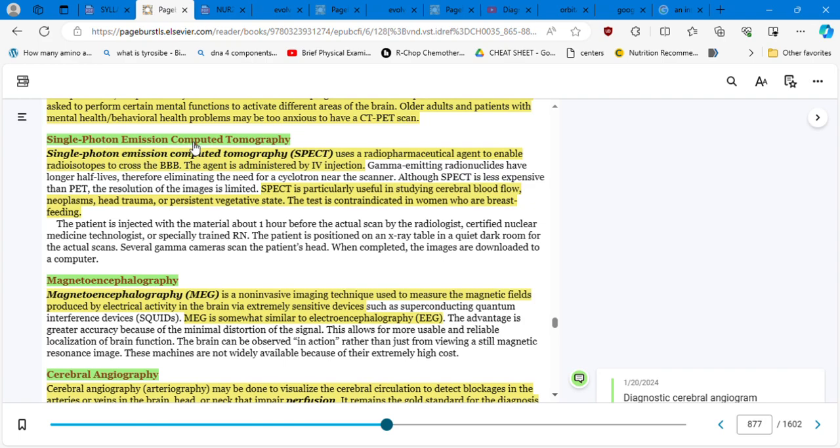Single photon emission computed tomography. This is the SPECT, which uses a radiopharmaceutical agent to enable radioisotopes to cross the blood-brain barrier. The agent is administered by IV injection, so this is a no-joke test. They are crossing your blood-brain barrier. It's useful in studying cerebral blood flow, neoplasm, which is new tumors, head trauma, or persistent vegetative state. The test is contraindicated in women who are breastfeeding, of course.